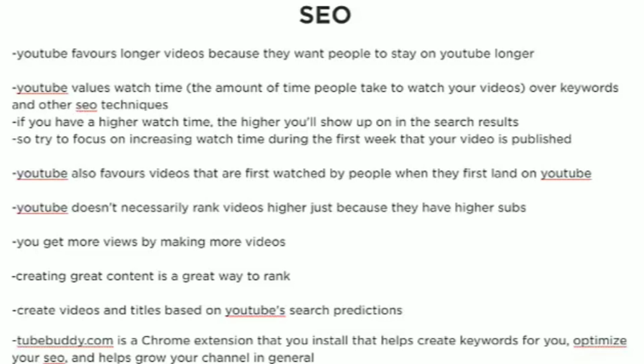YouTube also favors videos that are first watched by people when they first land on YouTube. So for example, you go on YouTube and the first video that you see there, or the first video that you click on, is my video on how to lose weight in 24 hours. Okay, and if enough people, or the majority of people, are clicking on my video first before anybody else's videos, this video is going to rank high on YouTube, because YouTube puts a lot of value in these videos that are getting people's attention and getting them to enter into their site or into their system.